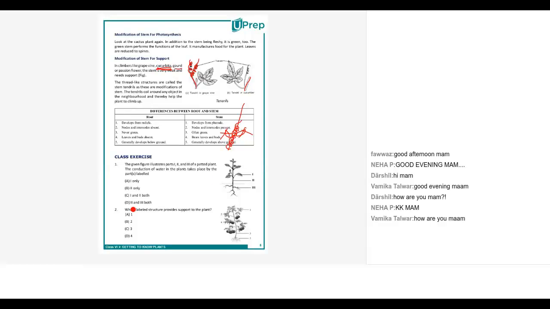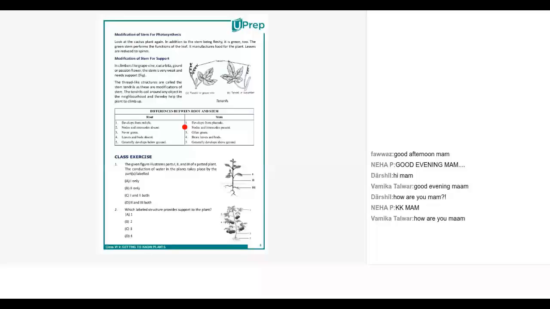All right. Now going back to the next portion. So we are done with tendrils also, right? Whatever hard support or hard structure it gets, it always takes support of that. And that is the work of a modified stem, which is a tendril.